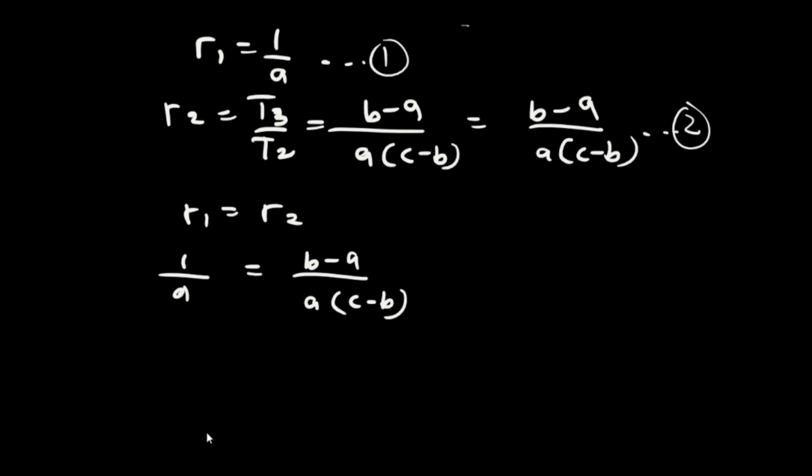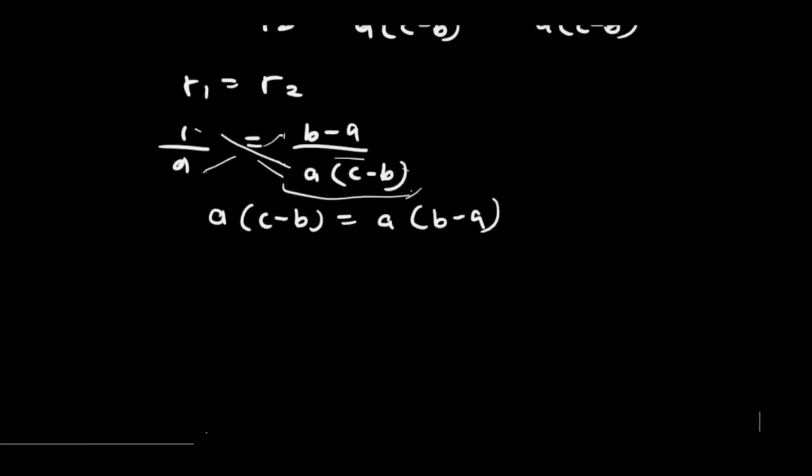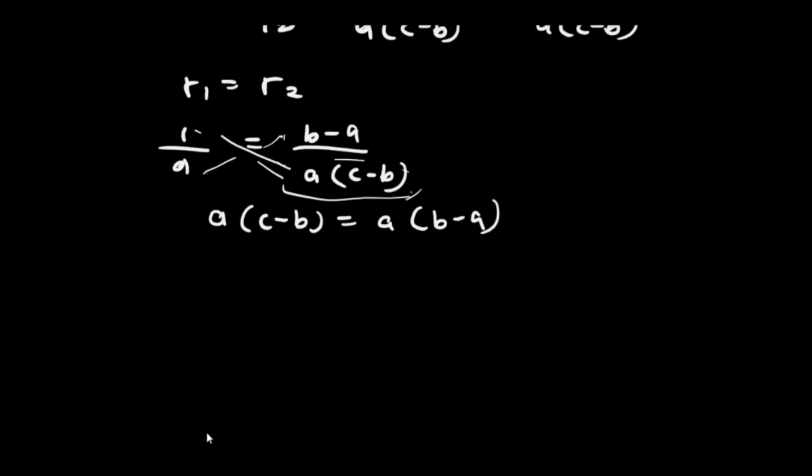Right? So I'm just going to do a cross multiplication, where I multiply this expression to this one here, and then multiply this a that side. So we're going to have a into c minus b is equal to a into b minus a, right? And what you'll have here is this a will divide out this a, so c minus b is equal to b minus a, right? So this is the first expression that we are getting from the geometric sequence, right?